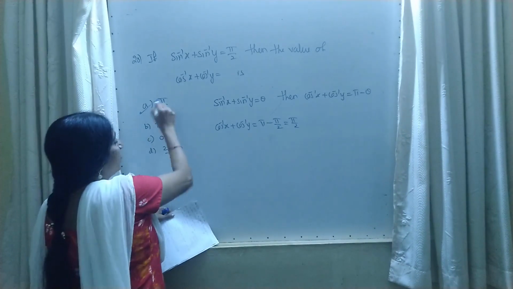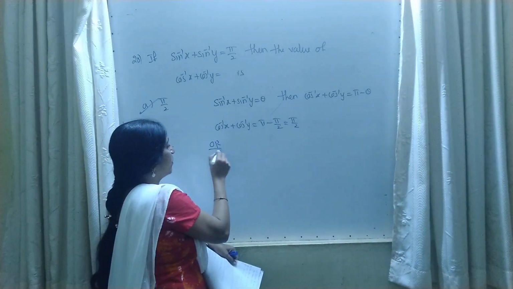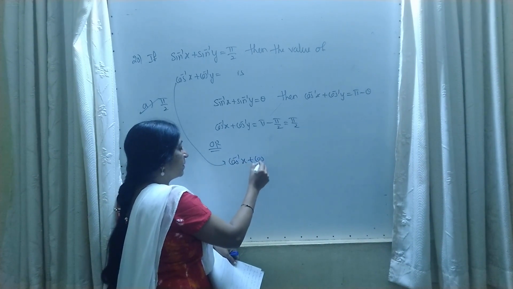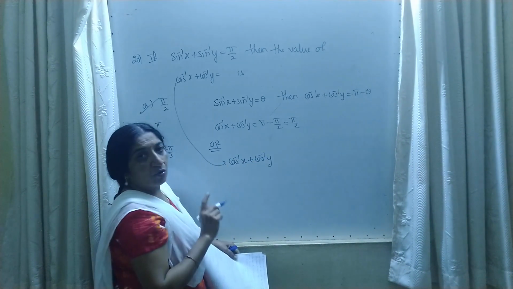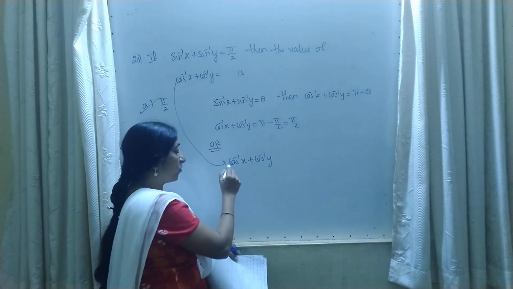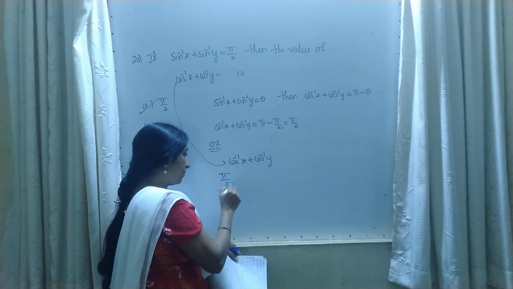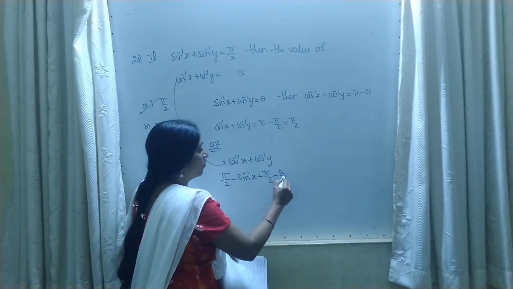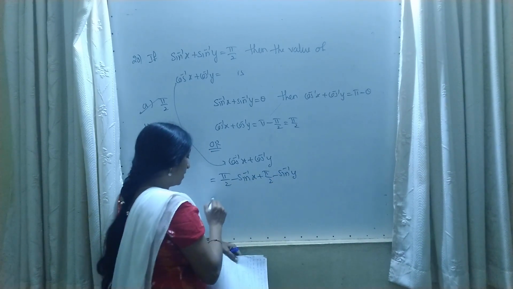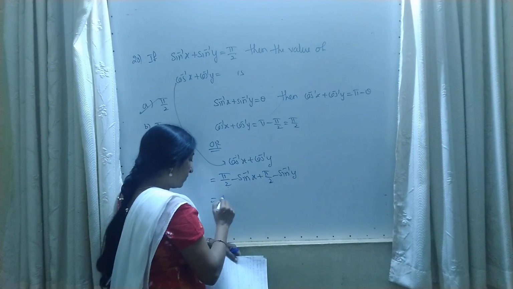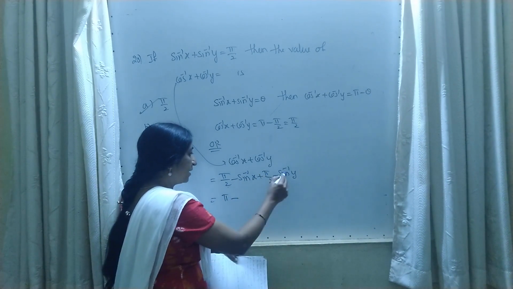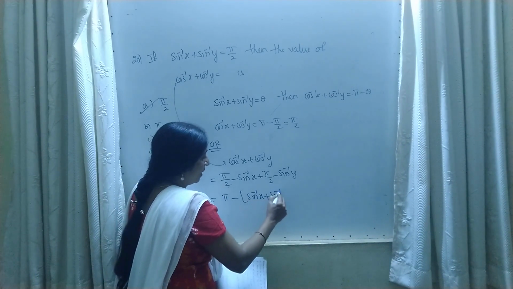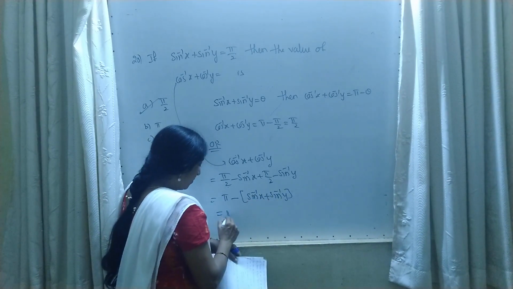Suppose in case you do not remember the formula, what do you do? Write down this cos inverse x plus cos inverse y. You know how to convert it in terms of sine. Cos inverse x will be pi by 2 minus sine inverse x. This is pi by 2 minus sine inverse y. So what is pi by 2 plus pi by 2? That is pi. And in these two take minus common, that is sine inverse x plus sine inverse y. So it is pi minus.